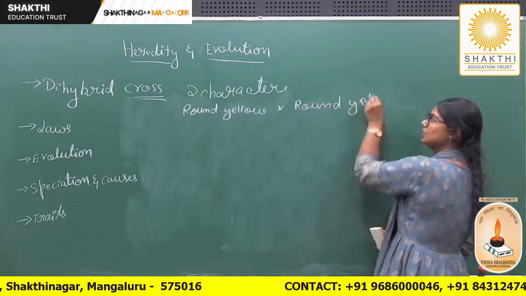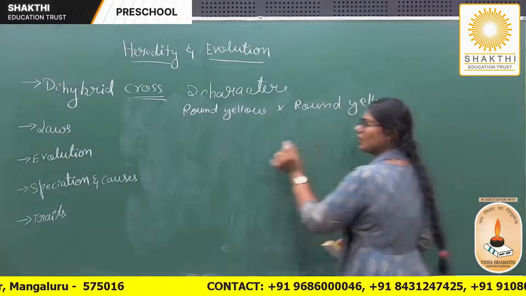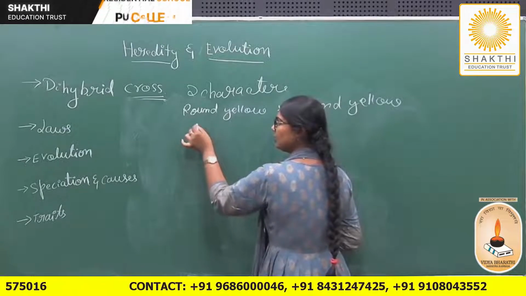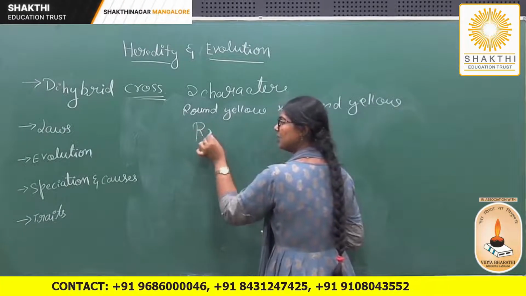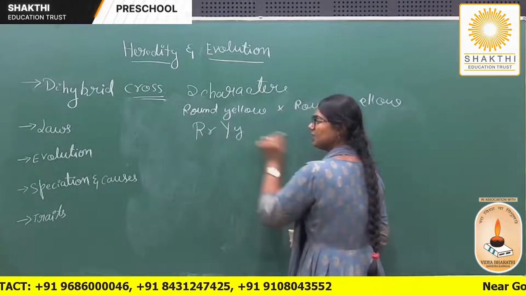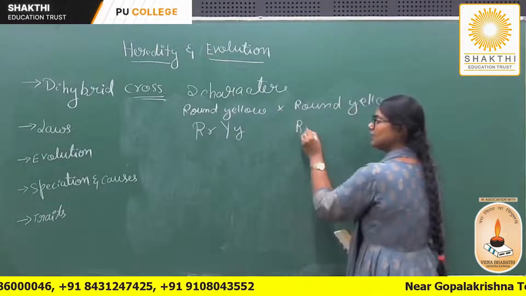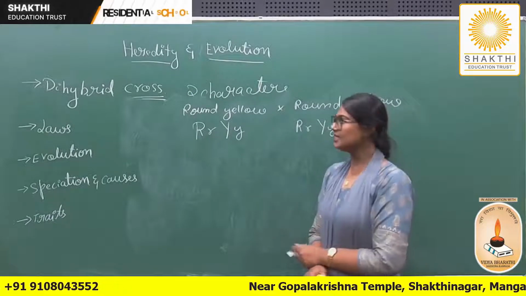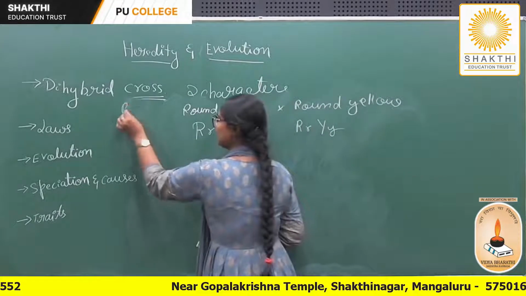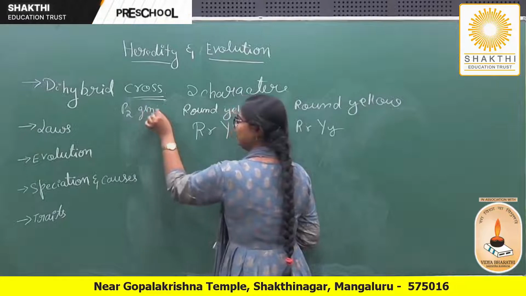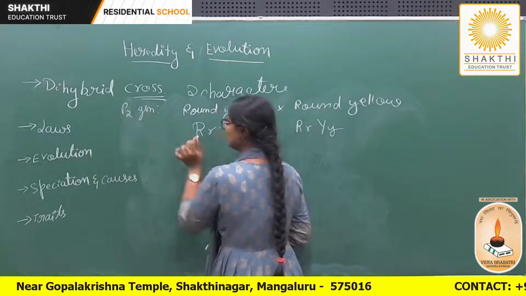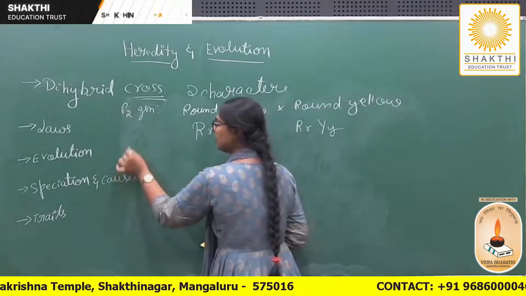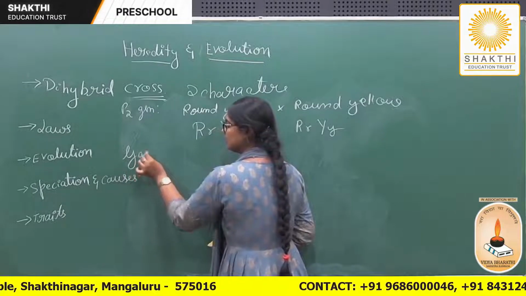Round yellow seeds. What was the genotype, students? It was capital R, capital R, capital Y, capital Y, small r, small r... Actually the genotype of the F1 plants is capital R small r, capital Y small y. Next, we will call this the P2 generation, and these are the genotypes. Next, we are supposed to write the gametes.